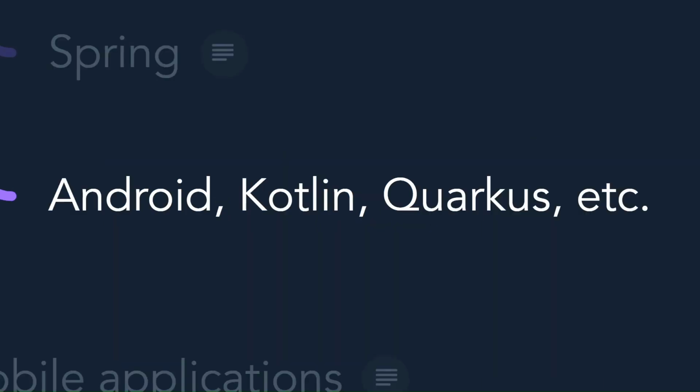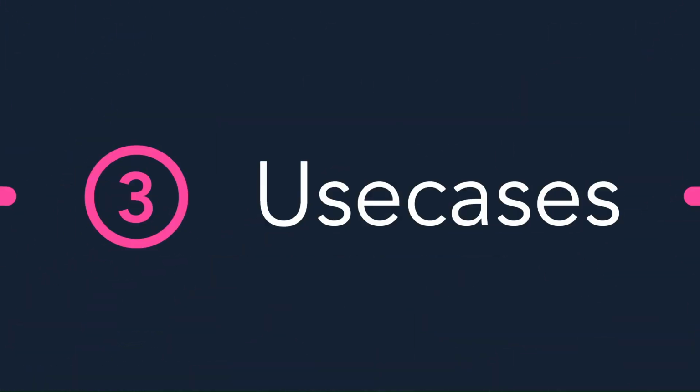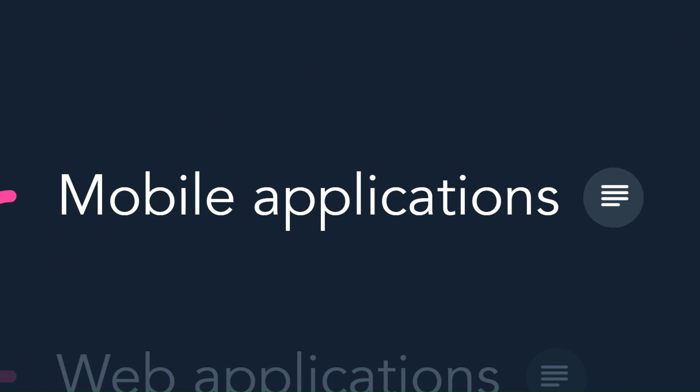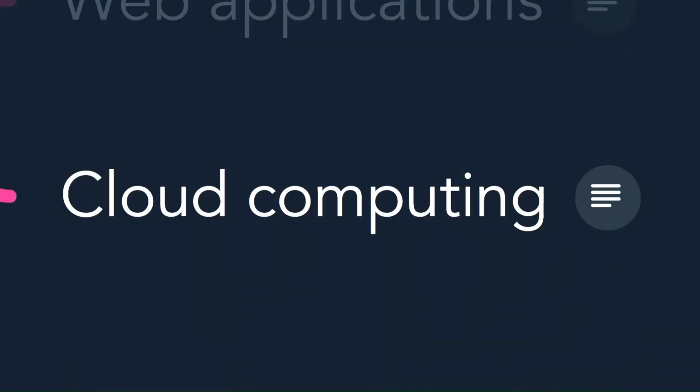And we have different derivatives like Android, Kotlin, or Quarkus. Quarkus is a Java framework mainly used for deployments on Kubernetes. These are a few derivatives of Java. And use cases, like we have discussed: we use it in mobile applications, web applications, and cloud computing. There are many applications, but these are just a few of them.